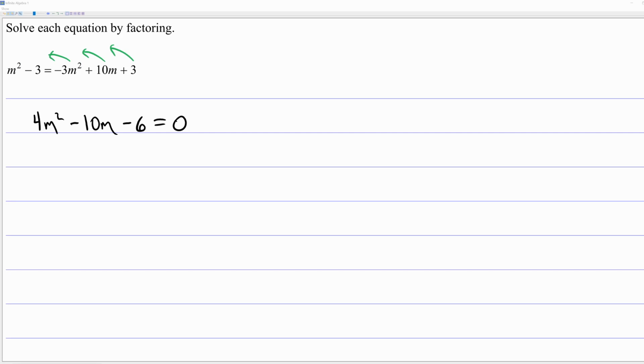Now, what you're used to doing when you're factoring quadratic expressions is you notice there's a common factor of 2. So normally what you would do is you factor out that 2, and you'd have 2(m squared minus 5m minus 3), and then we'd have equals 0 on the end.